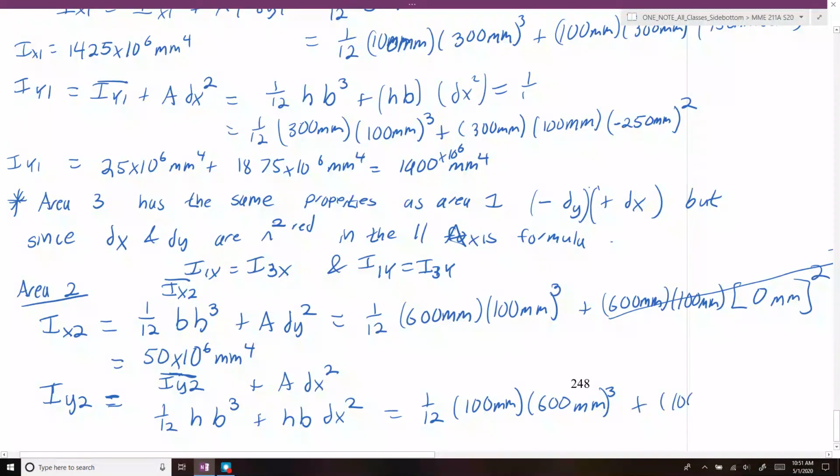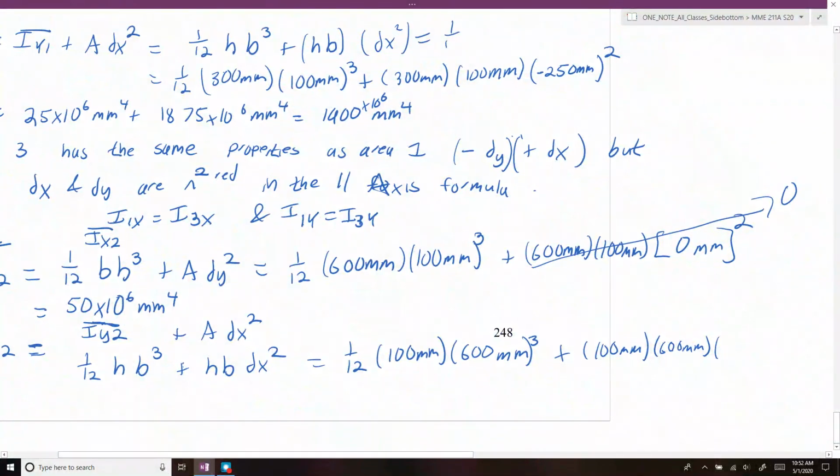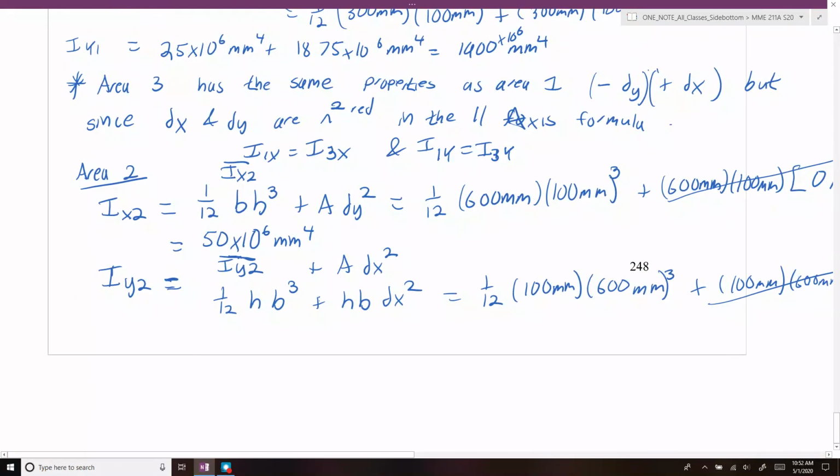plus 100 millimeters times 600 millimeters times, again, the centroid of area 2 is at the same point as the global coordinate system, or the x and y axes. So because of that, our dx term will also be equal to 0 millimeters squared. So again, our A dx squared term will be equal to 0, and for Iy2 we end up getting 1800 times 10 to the 6th millimeters to the 4th.